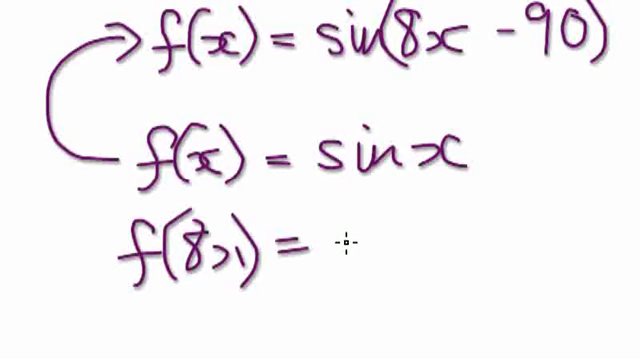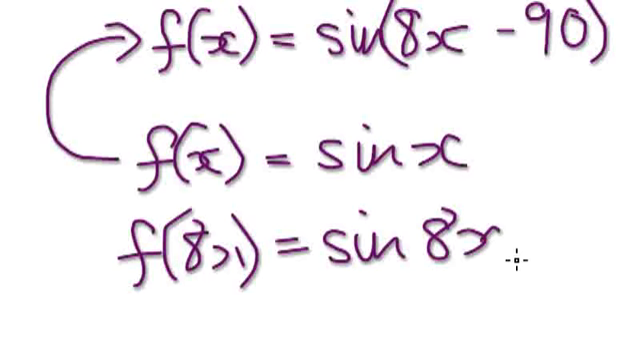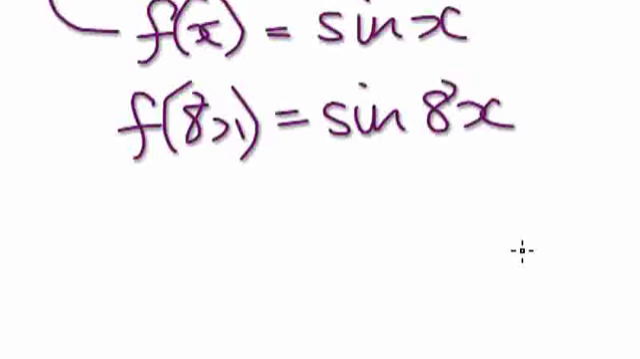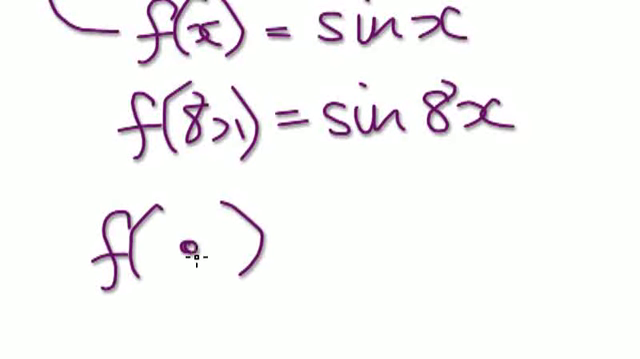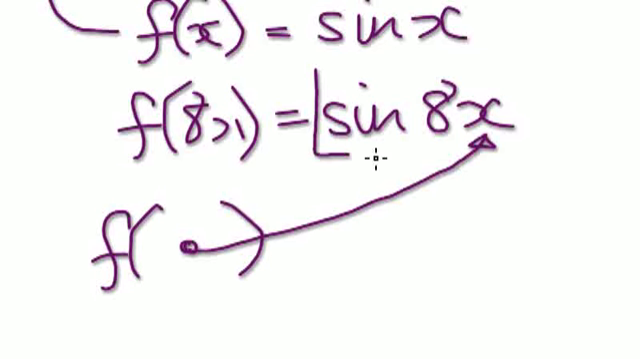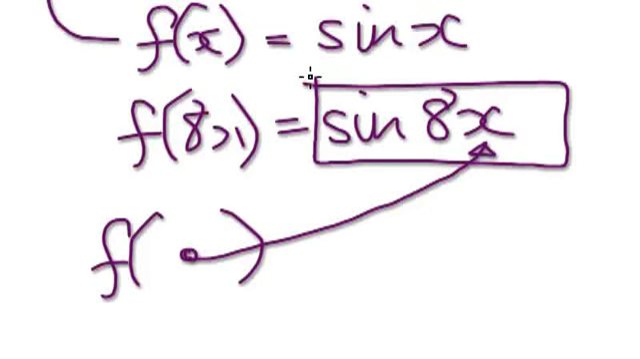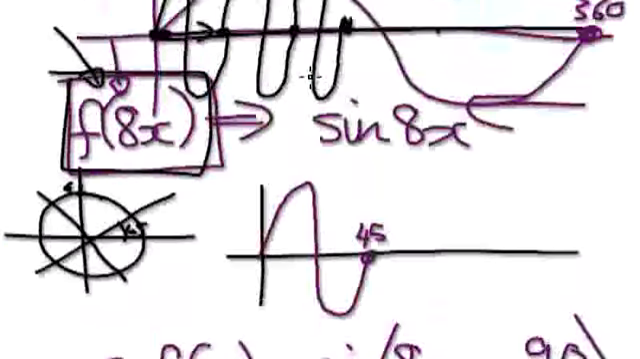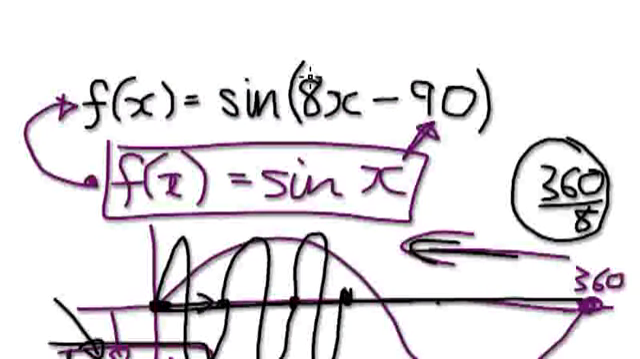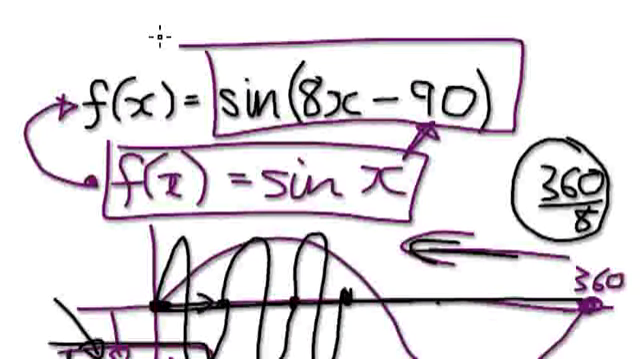Sine of 8x here, and then what do we need? Our next transformation here is, what do we need to put into this thing here, where this whole thing equals our original aim? What do we need?